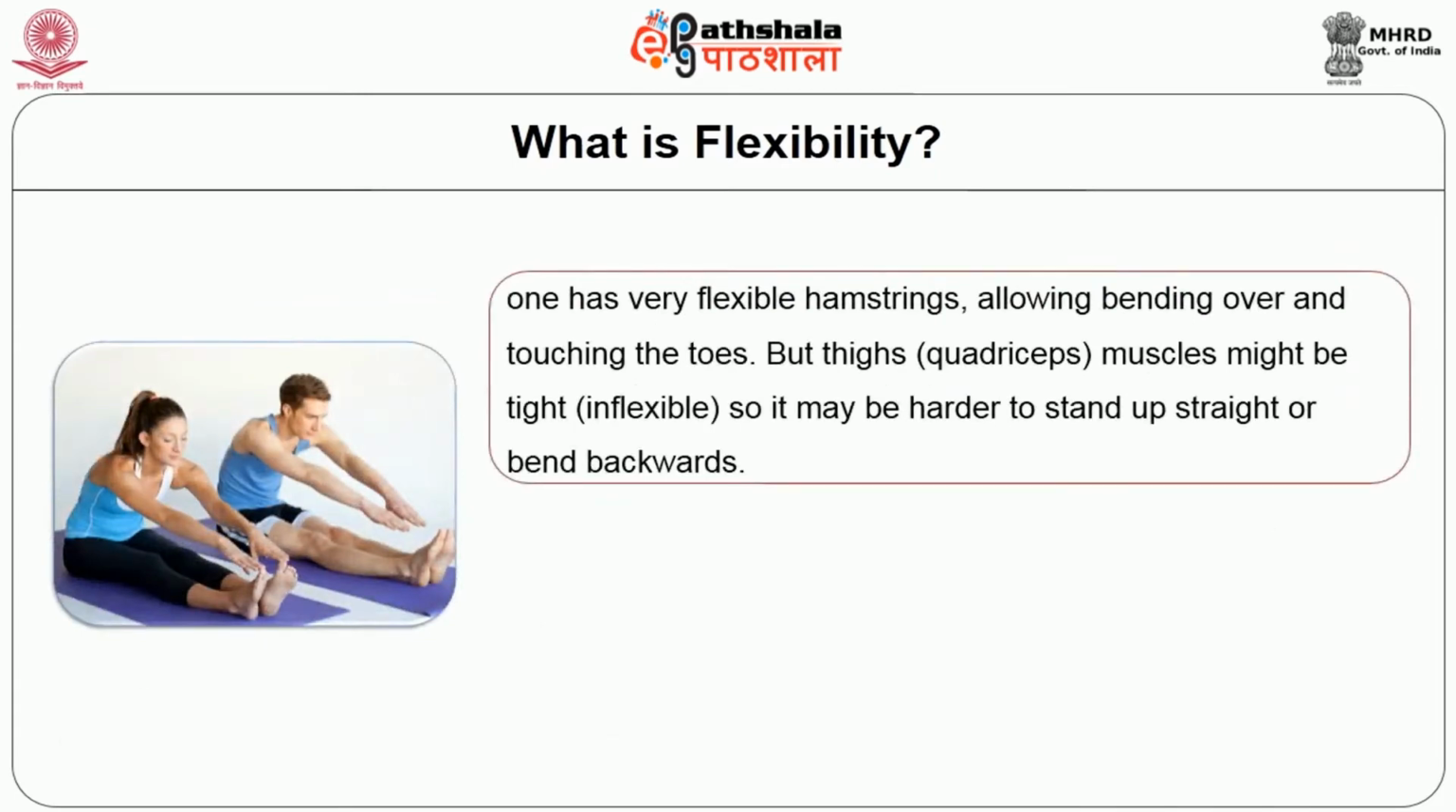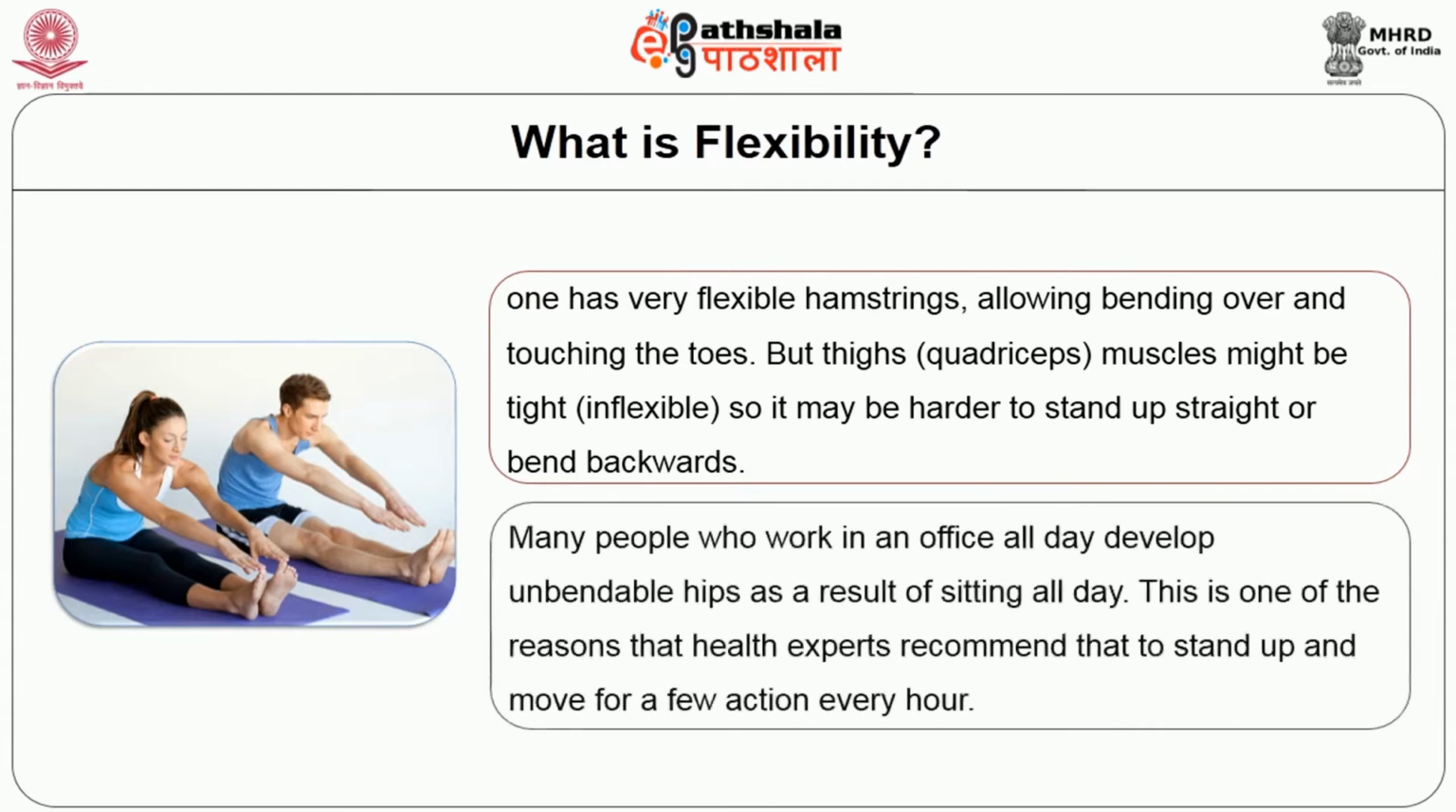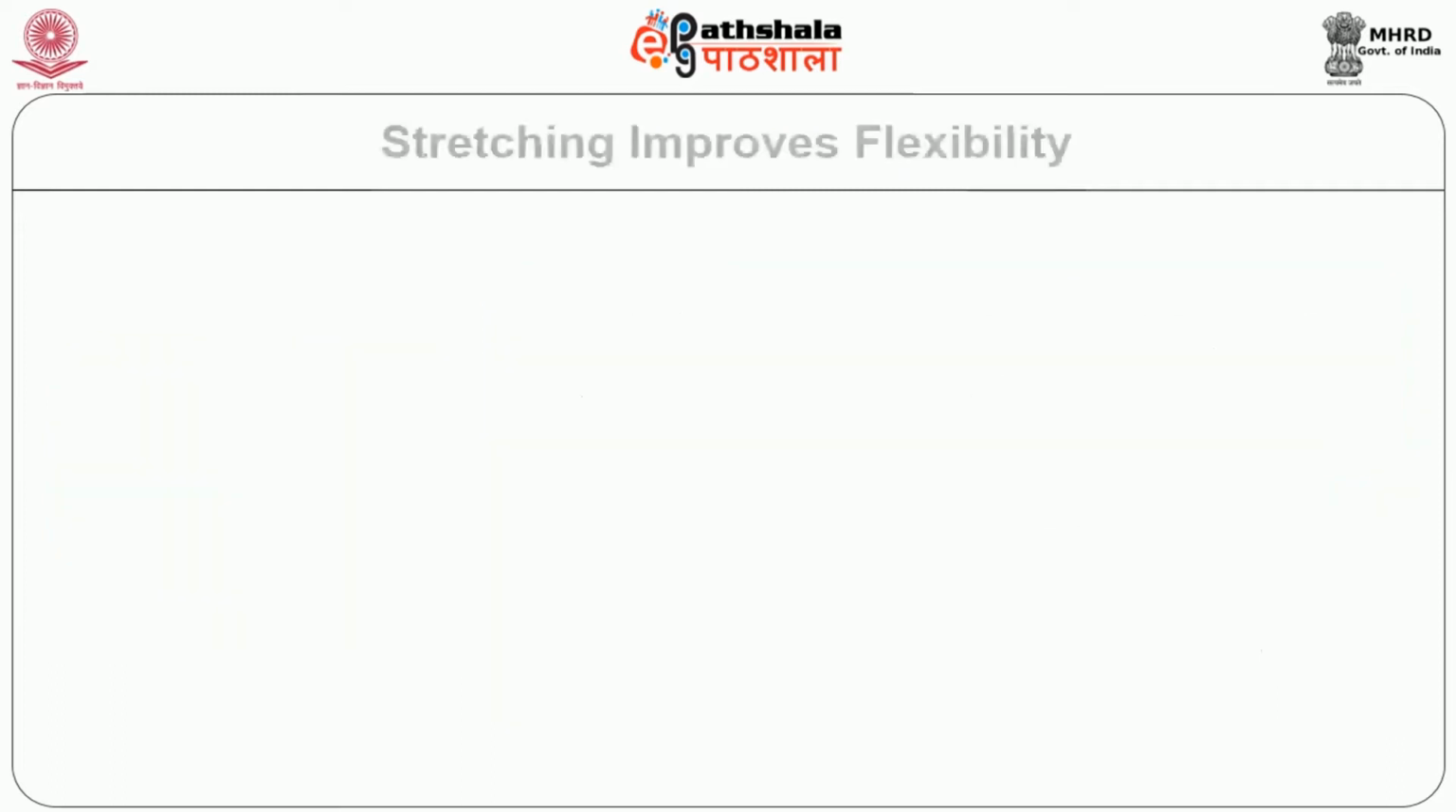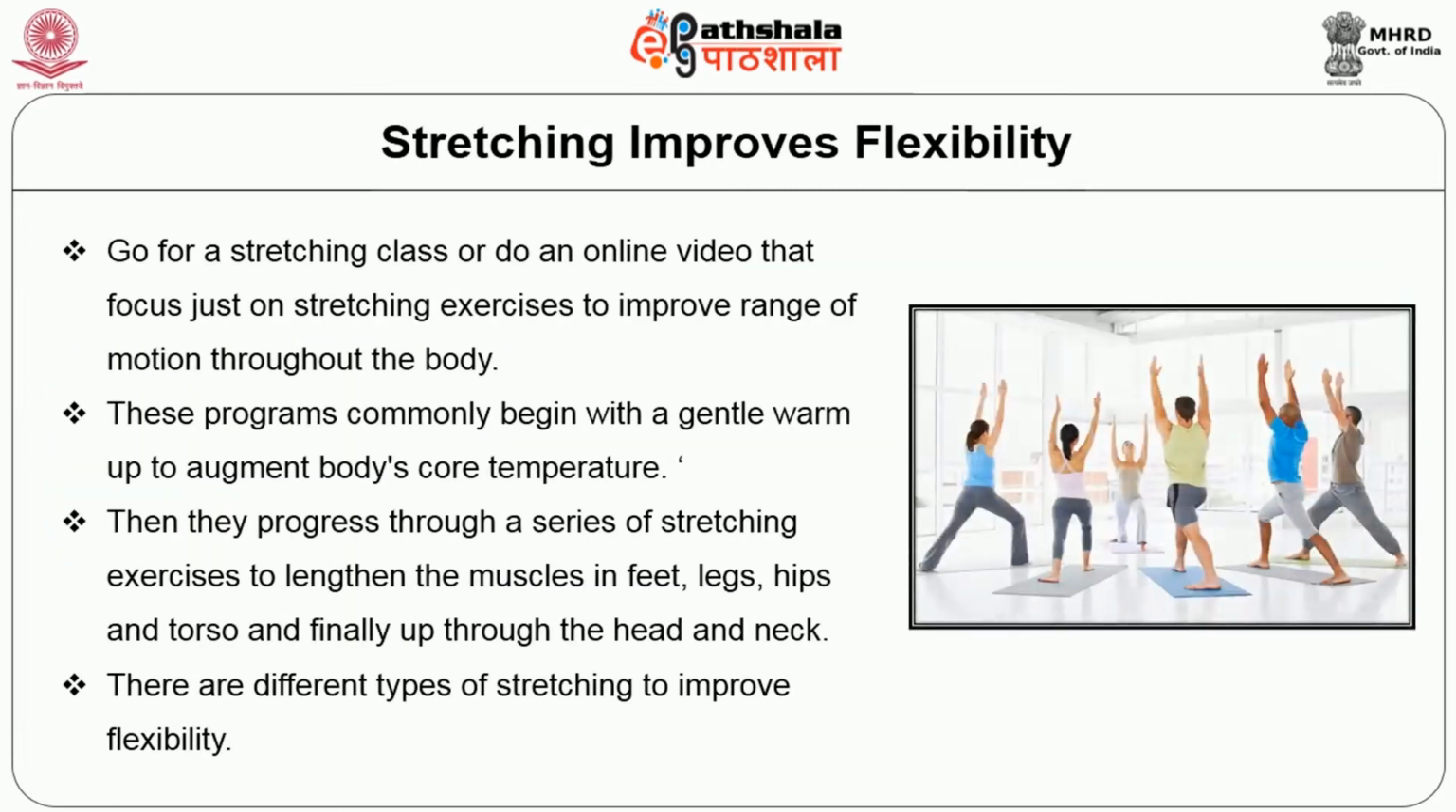For example, one has a flexible hamstring allowing bending over and touching the toes, but the thighs, that is quadriceps muscles, might be tight, so it may be harder to stand upright or bend backward. Many people who work in an office all day develop unbendable hips as a result of sitting all day. This is one of the reasons that health experts recommend standing up and moving for a few minutes every hour. Stretching improves flexibility.